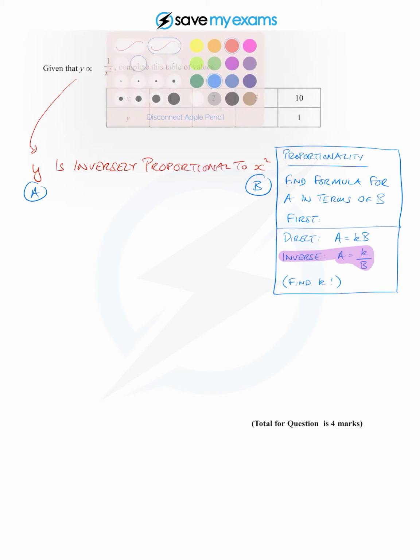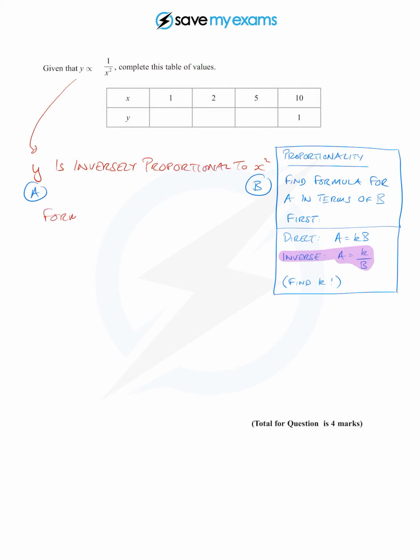So let's do that. So the formula that we need to find before we do anything else is going to be y equals k over x squared. That's a equals k over b, with my a being y and my b being x squared. And then looking at the blue box again, it says always find k. So we need to find k. And how do we do that? Well, we're given some information. Look at the table. We're given that x equals 10 and y equals 1.